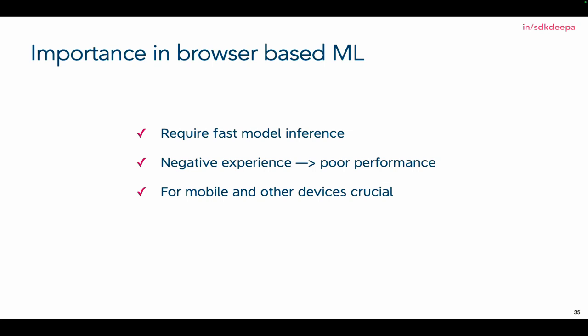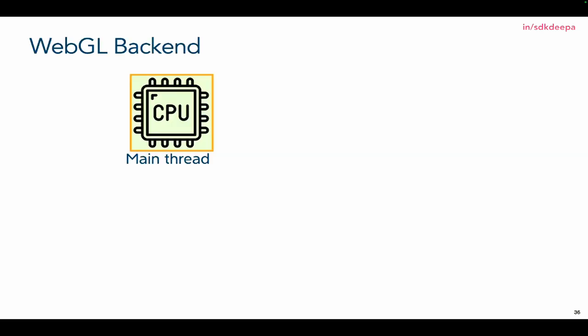And it's also crucial because on the web, you have to make sure it's also available for mobile and other devices, and making sure that it's also available on resource-constrained devices too, right? That becomes crucial if you want to do browser-based machine learning.